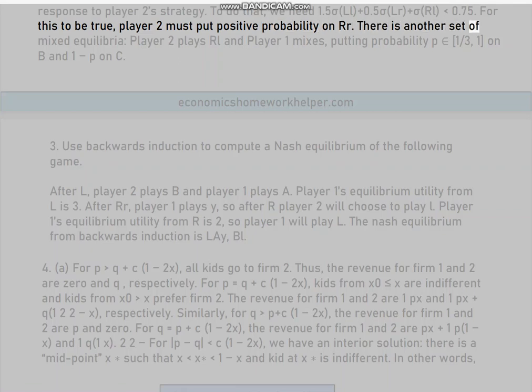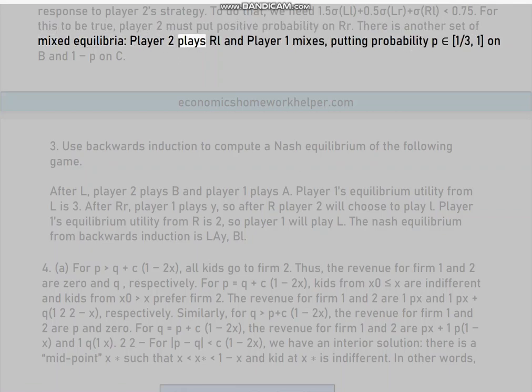There is another set of mixed equilibria. Player 2 plays RL and player 1 mixes, putting probability p ≥ 1/3 on B and 1-p on C.